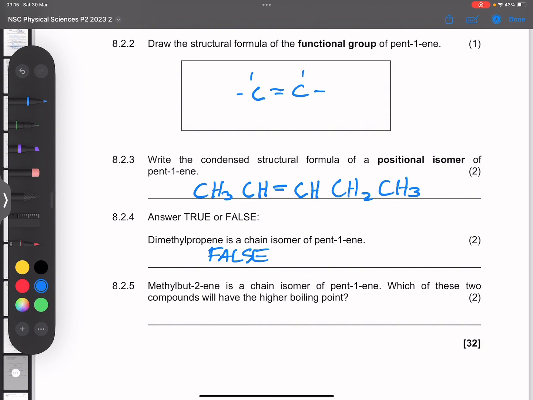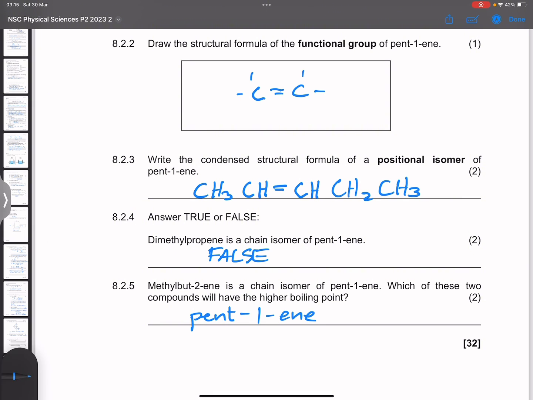Right, so they say methyl but-2-ene is a chain isomer of pent-1-ene. Which of these 2 compounds will have a higher boiling point? Right, so definitely, right, now this one has a side chain to it. Okay, so it is more spherical, so it would have a lower boiling point, right? So they wanted to know which one. Okay, so it would definitely be pent-1-ene. Okay, right. And essentially, ladies and gents, that's how we come to the end of question number 8.